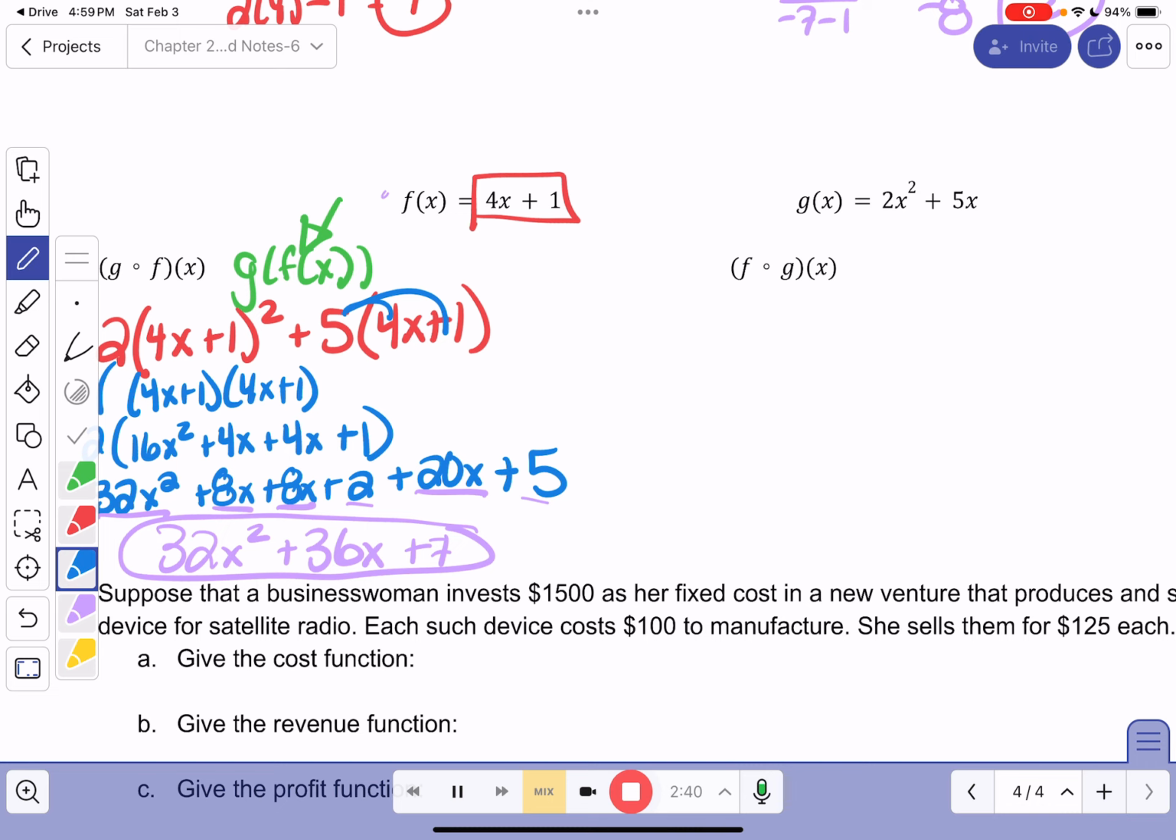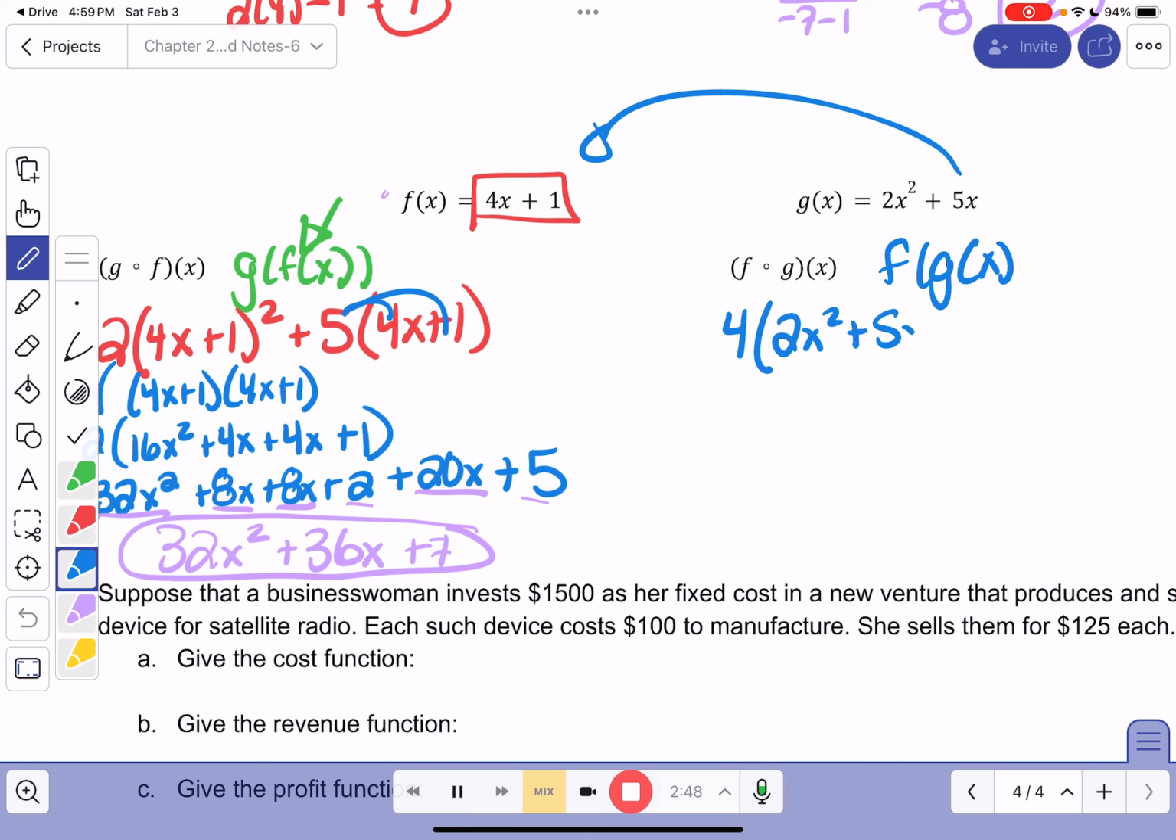All right, so what that's saying is we're going to do f of g of x. So we're going to plug g into f this time. So instead of x, I write 2x squared plus 5x. Now I'm going to distribute. So I get 8x squared plus 20x plus 1, and that's as far as I can get.